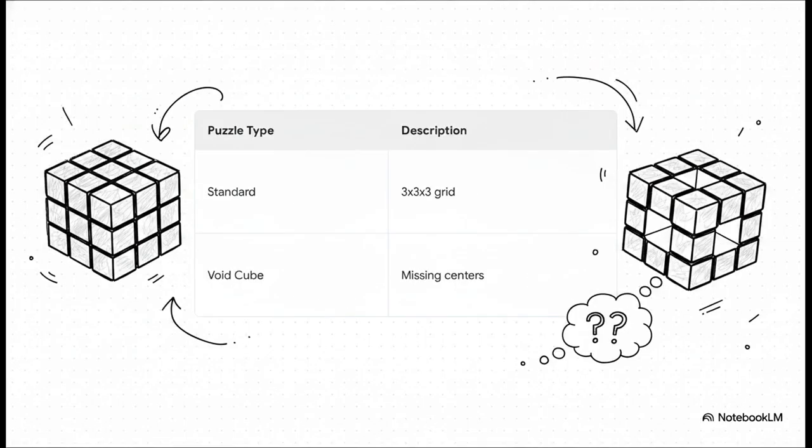And the software doesn't just stop at standard grids, it brilliantly accounts for unique hardware variations too. Take the void cube, for example. Since it's entirely missing its centerpieces, the software has to automatically adjust for that lack of fixed reference points, the very points solvers normally rely on to know which color goes on which side.